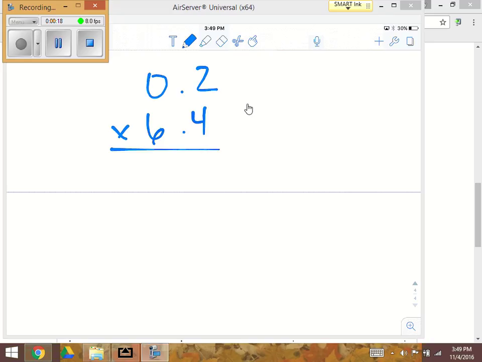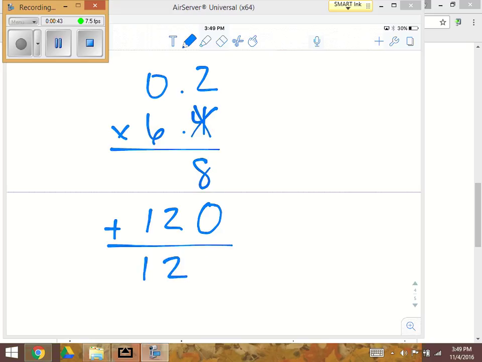2 times 4 is 8. Okay, so we're doing the 4s, and then the next would be 4 times 0, which is just 0. So we're actually done with the 4. Okay, and we need to include a 0 here. Now we're doing 6 times 2, which is 12. Okay, and that would get us to the end, because 6 times 0 is just 0. I don't need to write a 0 out there. So now I got to add this up, and I have 128.